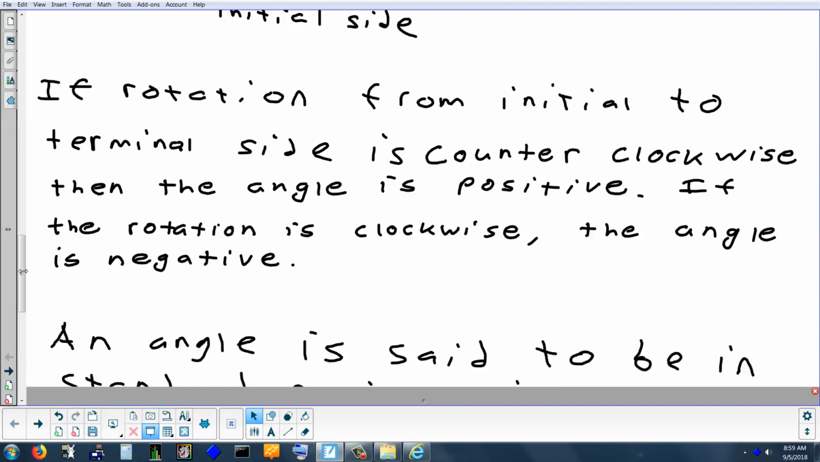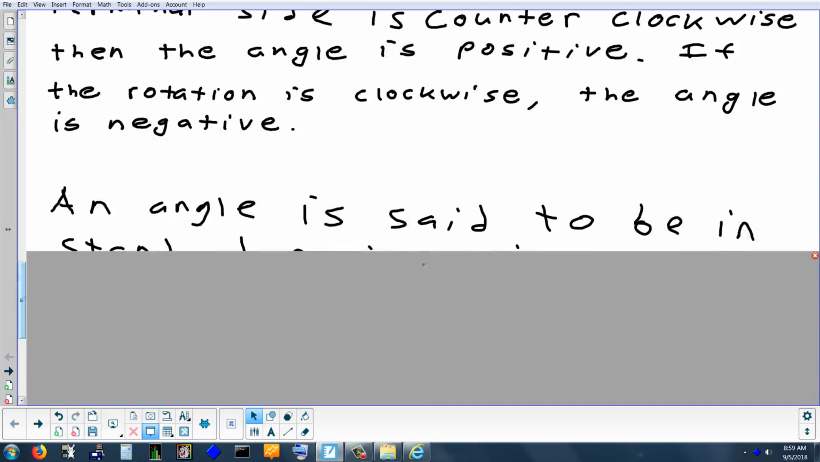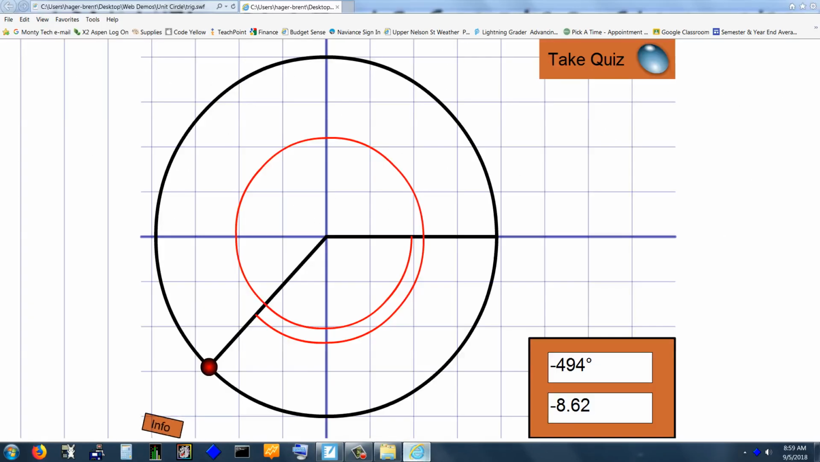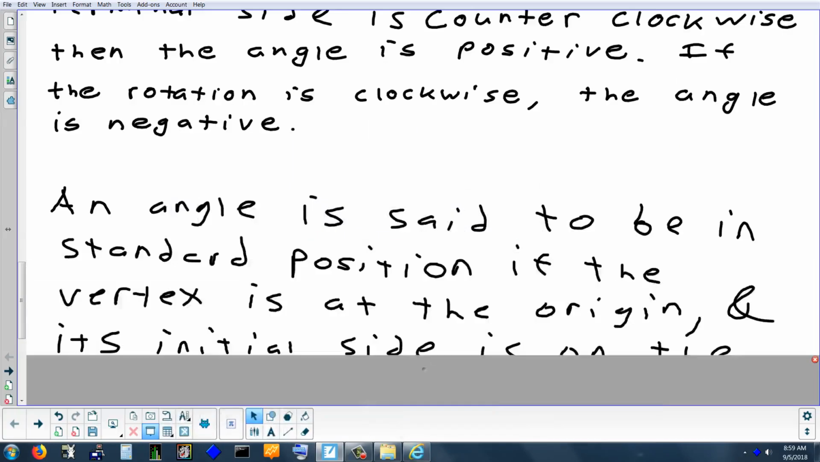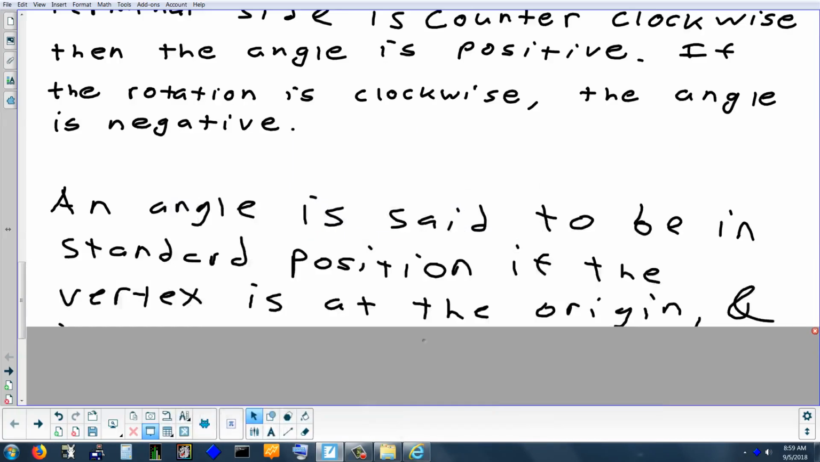All right. So I said to you that usually when we sketch an angle, we're going to draw it so the initial side is always horizontal. Okay? That's exactly what this program does. I can never move the initial side. And if you never move the initial side, then what you're doing is drawing an angle in what's called standard position.